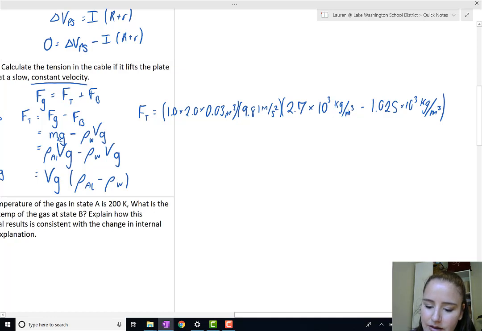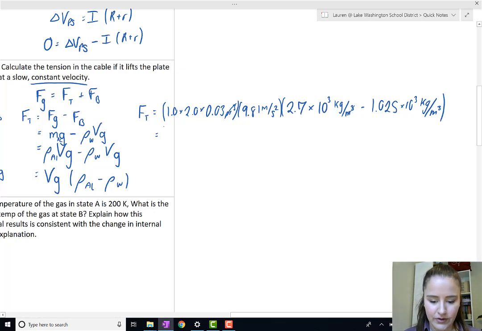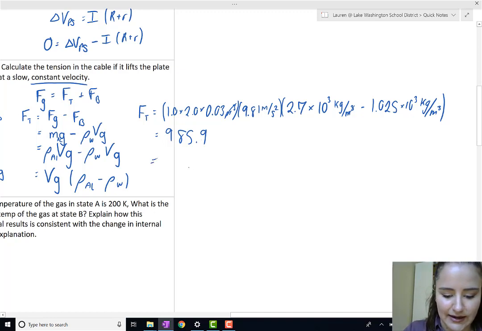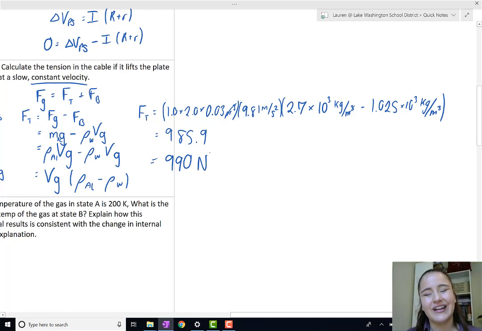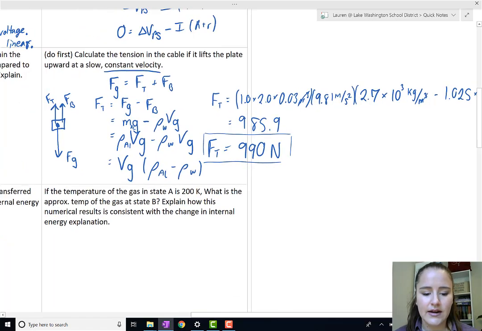We can see how the units work out. The meters cubed cancel each other out, and we're left with kilogram meters per second squared, aka newtons. And we just plug that all into our calculator. 1 times 2 times 0.03 times 9.81 times 2.7 times 10 to the third minus 1.025 times 10 to the third. And we get 985.9. Most of these numbers only had two sig figs, so I'm just going to say about 990 newtons. So about 1,000 newtons is the force of tension in this system. Now that's our quantitative.